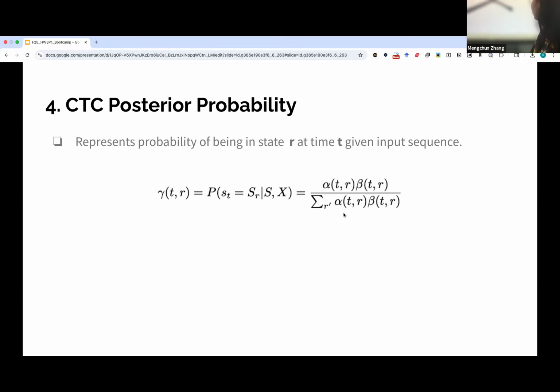So just to note the difference between the numerator and the denominator. In the numerator, we only consider the model that gets to the symbol R at this time t. But in the denominator, we sum over all the symbols, we just do not restrict to only this R. We sum over all the symbols R to normalize this numerator, so that the full value will be a normal probability that can add up to 1.